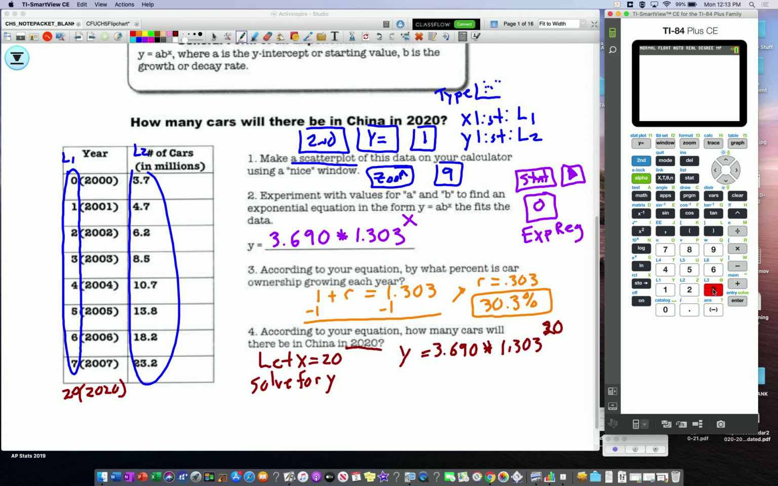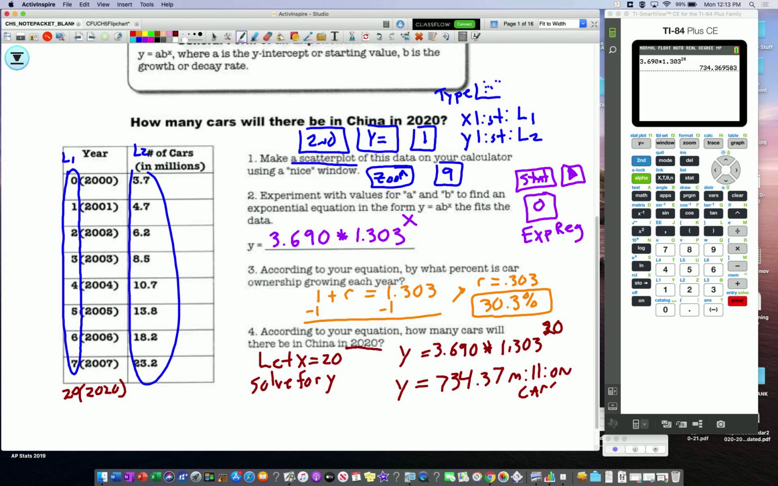So 3.690 times 1.303. Use your caret key to the 20th power. And we hit enter. Wow! So y hat is going to equal roughly 734, since we're talking 37 million cars.